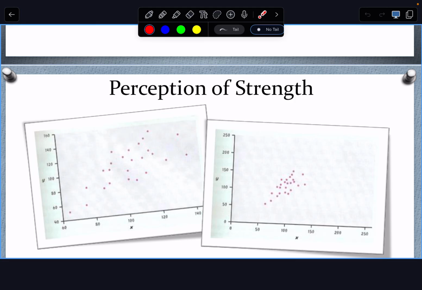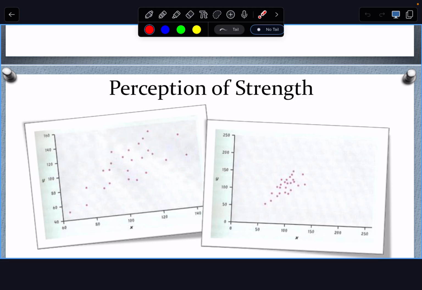For instance, if I look at these two graphs here, if I asked you guys to describe the association on the left side, for form, we would say it's linear. Direction would be positive, and strength, moderately strong, right? So it follows the form pretty well, but just a little bit of scatter. When I look at the one on the right, we would say that it is linear, positive, and strong, right?